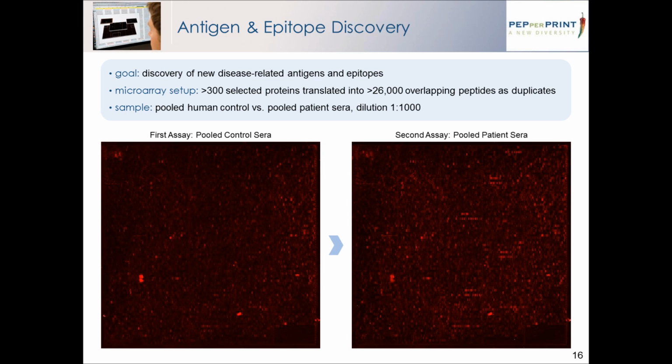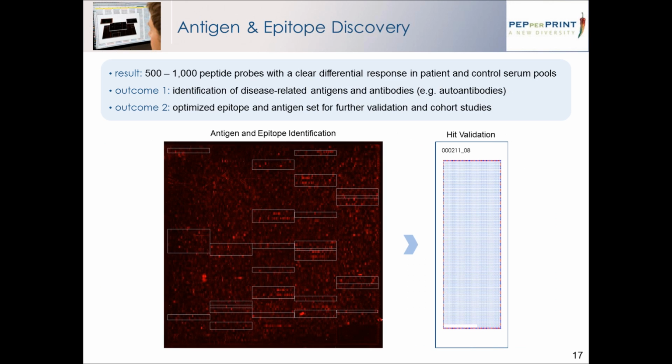Subsequently, the same array was stained with pooled patient sera, which you can see here on the right, and clearly revealed a number of antigens and epitopes, for example here or here, that were exclusively stained by the pooled patient sera. We then selected interesting antigens, antigen domains or epitopes, and printed them on an array with standard slide dimensions for further hit validation with high sample numbers and individual sera.